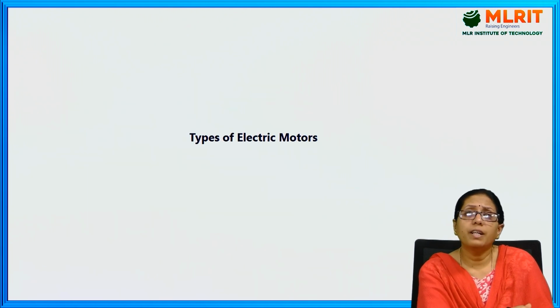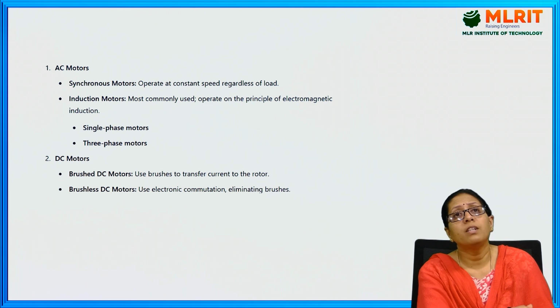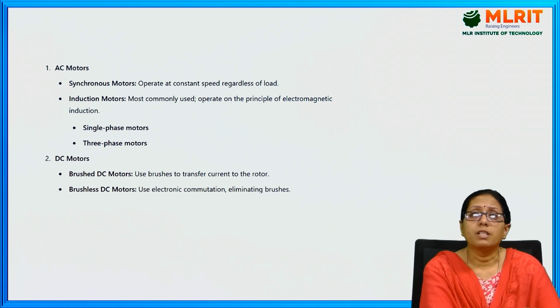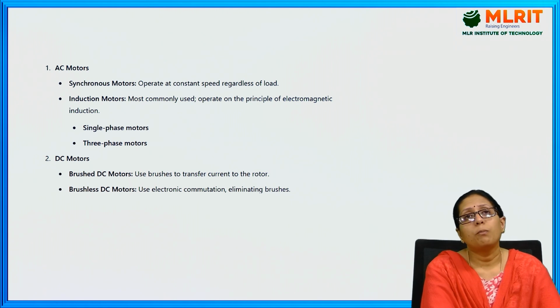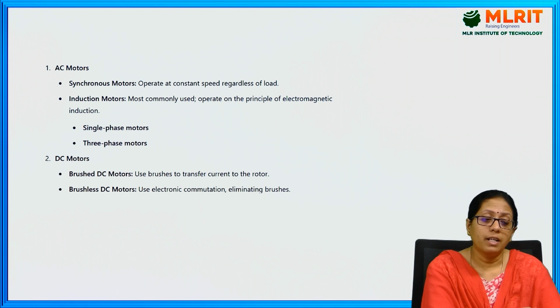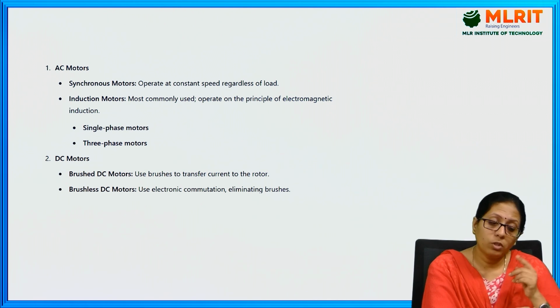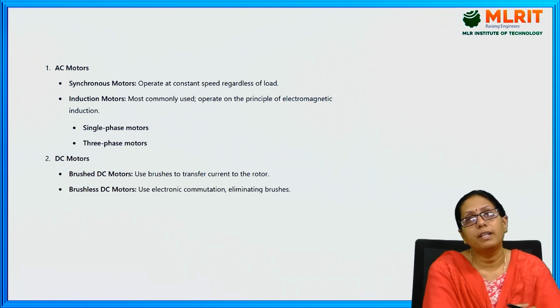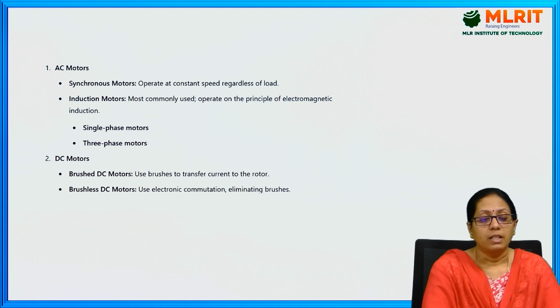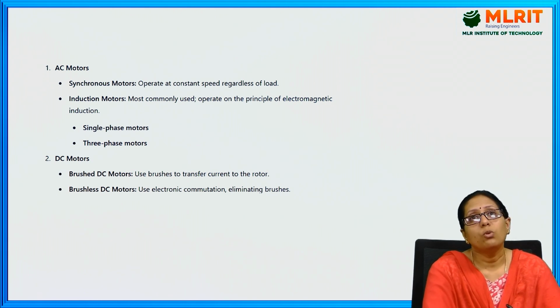What are the different types of motors? There are different types of motors like AC motors as well as DC motors. If the input supply to a motor is AC, we call it an AC motor, and if the input supply to the motor is DC, we call it a DC motor. The AC motors are again subcategorized into two types, that is synchronous motor as well as induction motor.